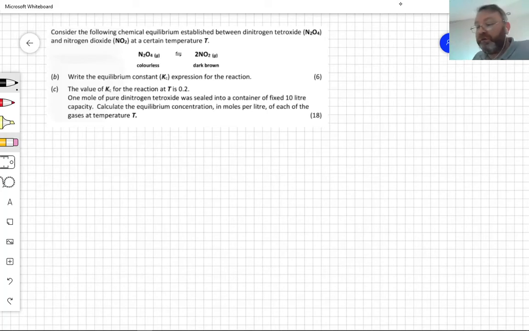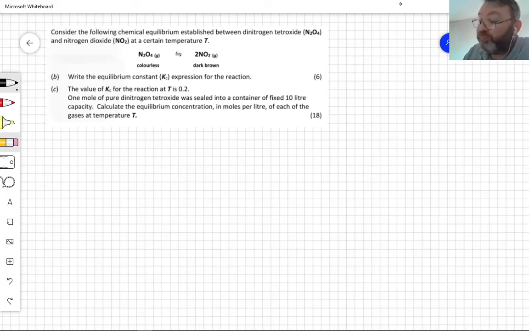This is number 3 in the sheet of questions I gave you the last day. Consider the following chemical reaction or equilibrium established by dinitrogen tetroxide and nitrogen dioxide at a certain temperature T. Write the equilibrium constant expression for the reaction, and then look at the first line of the next part. The value of Kc is 0.2.